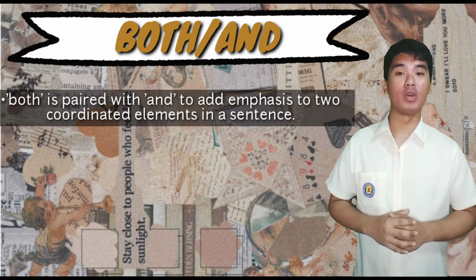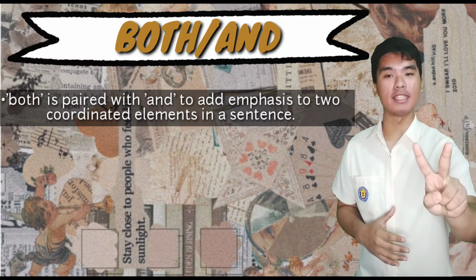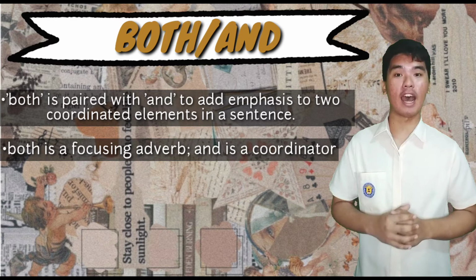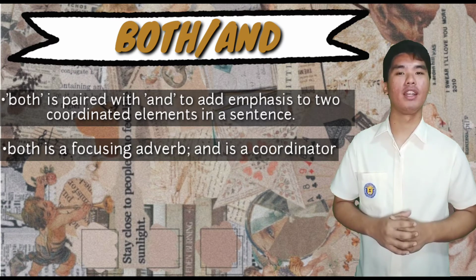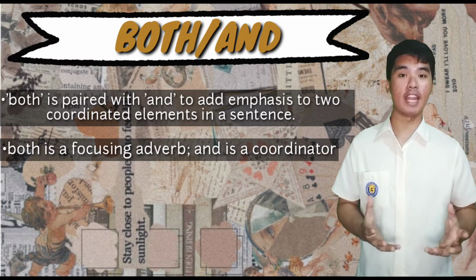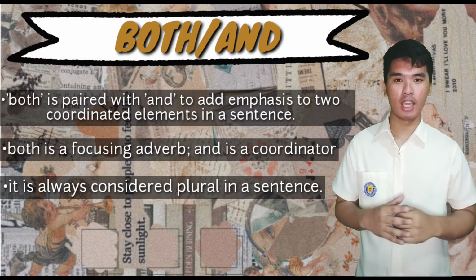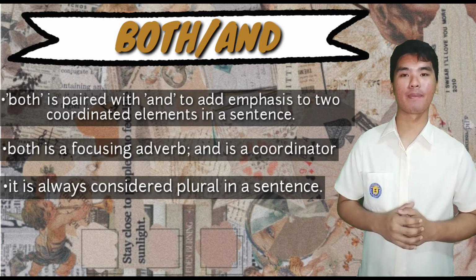Both is paired with and. It is to add emphasis to two coordinated elements in a sentence. Both is focusing on adverb, and is a coordinator. Correlative conjunction both and refers to two things or people together. It is always considered plural in a sentence.